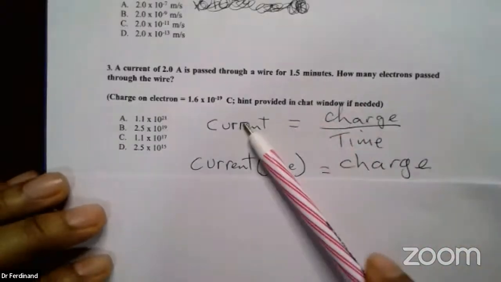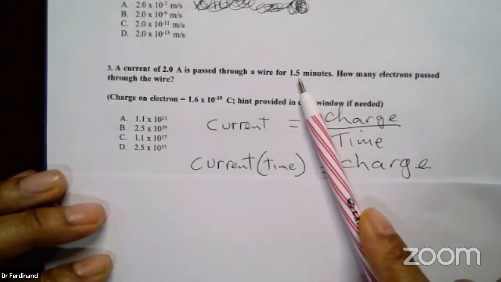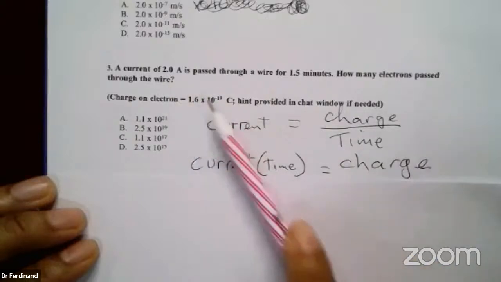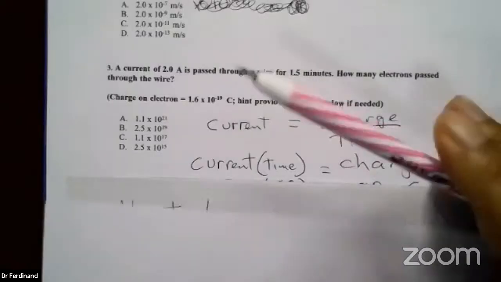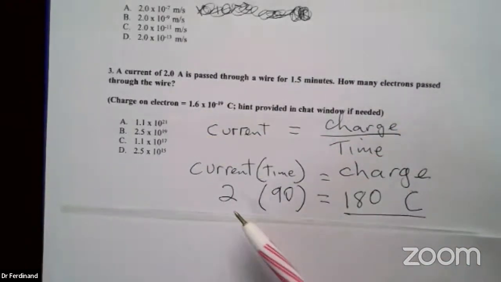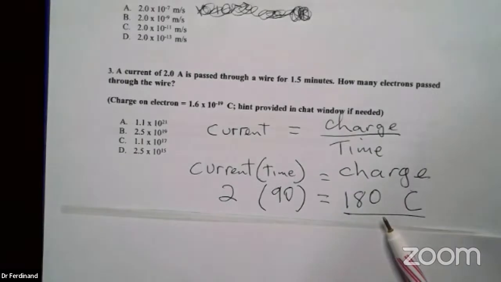So we are given 1.5 minutes, which we know to be 90 seconds. And that needs to be converted, because we're dealing with amperes, coulombs, SI units, so we have to make sure that this is in seconds. So now let's set up our calculation. We have 2 amperes times 90 seconds, and that's going to give us 180 coulombs.